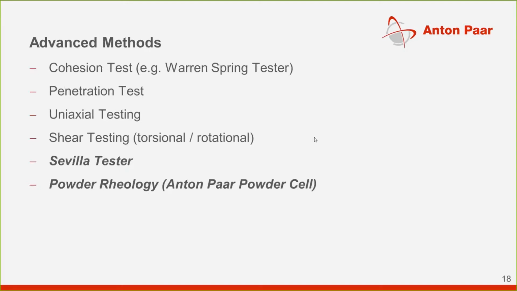There are also some more advanced methods regarding powders. For example, cohesion tests, like a Warren Spring test or penetration tests. When we're talking more about fluidized powders, we'll look more at Sevilla testers or, for example, powder testing with the Anton Paar powder cell, where we can control the airflow very precisely and measure the pressure, to be quite precise on what is happening in the powder while it's fluidized.